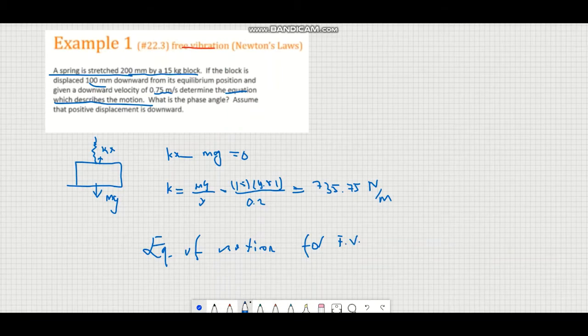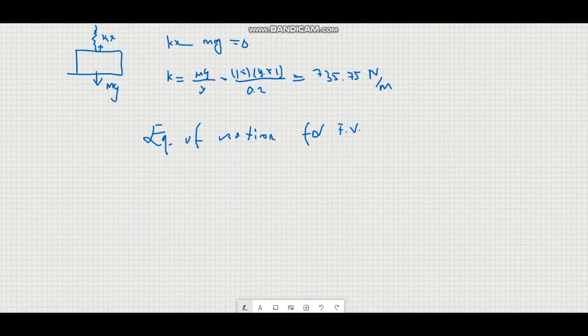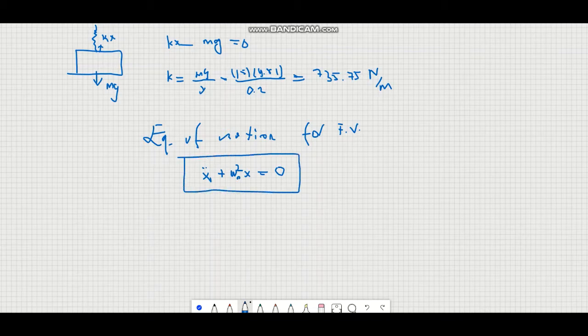Remember, it was x double dot, the second derivative of x, plus natural frequency squared times x, is gonna be equal to 0 if it is free, if there is no force acting on it. So this is the ordinary differential equation we stated last week.